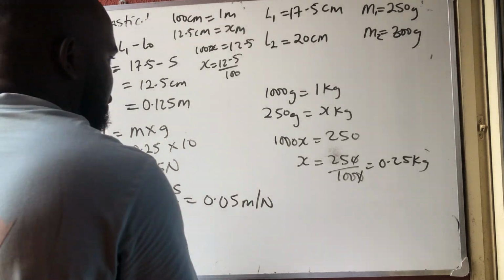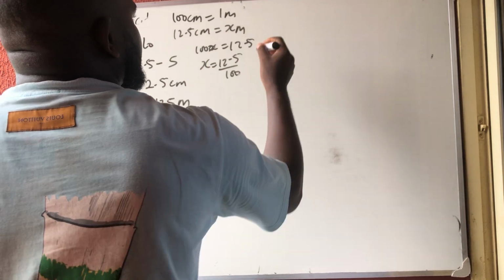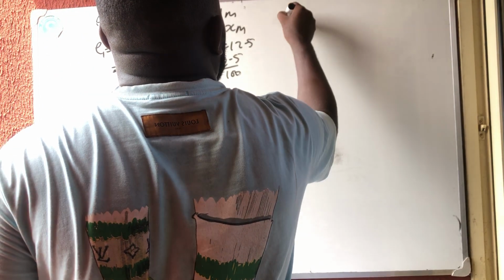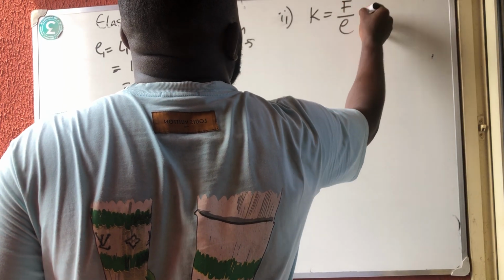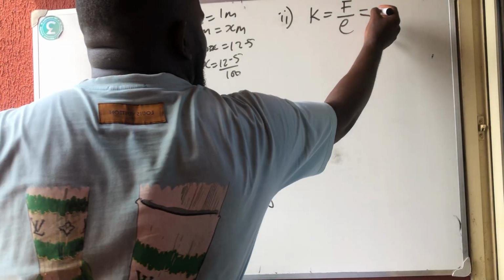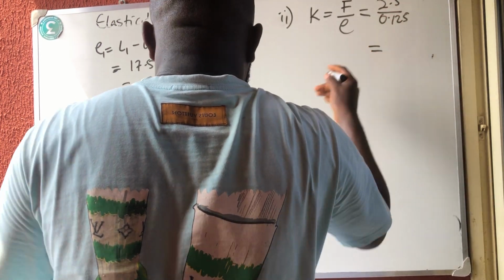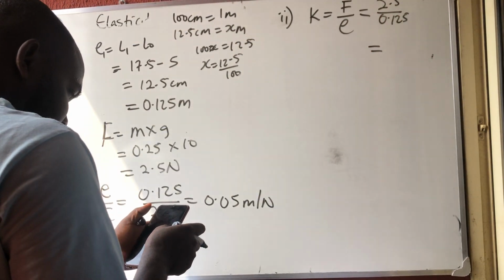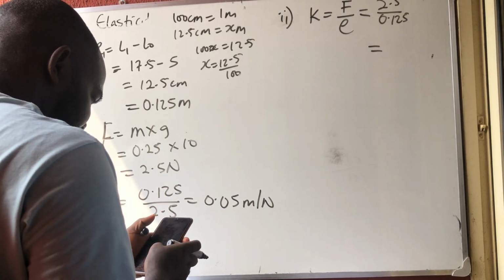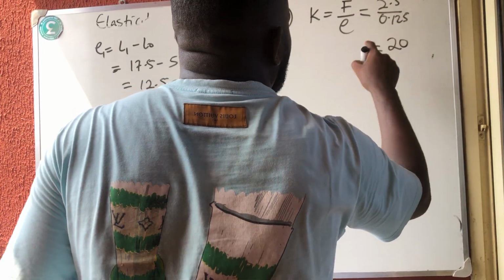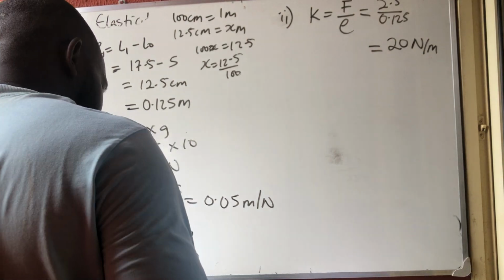Now the second thing they say we should calculate is the force constant. And you know what force constant is? My force constant K is equal to F over E. So turn this one around: 2.5 divided by 0.125. So I'm having 20 Newton per meter.